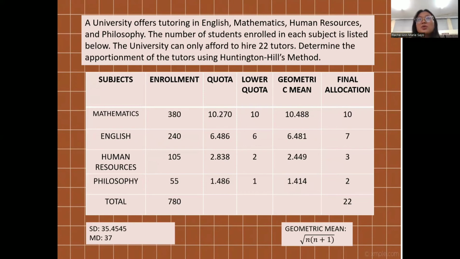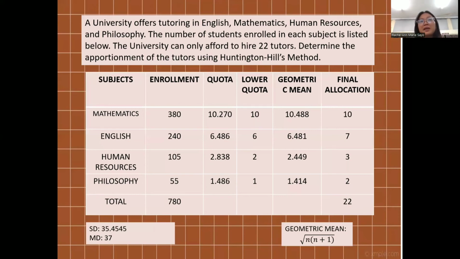1.414, rather. So for our final allocation, the apportionment of the tutors using the Huntington-Hill method: in mathematics, there are 10; in English, there are 7; in human resources, there are 3; in philosophy, there are 2. A total of 22, which matches the 22 tutors of the university.